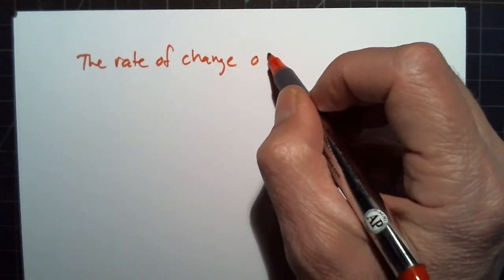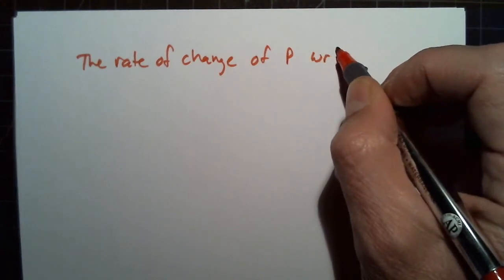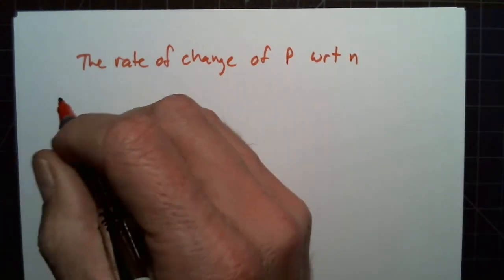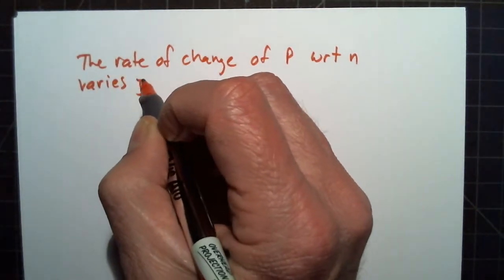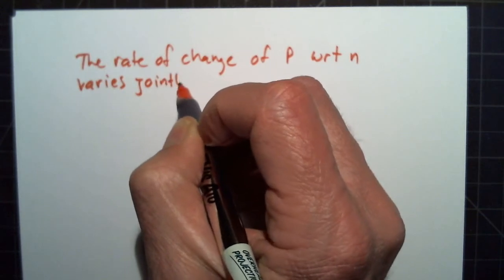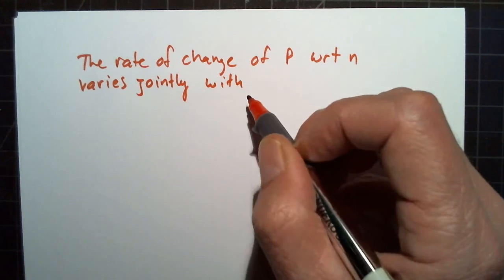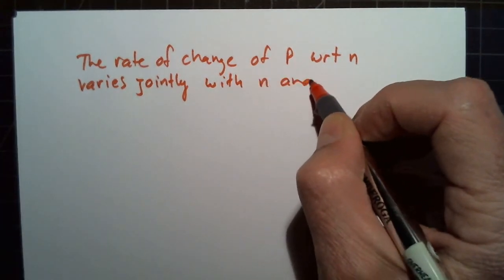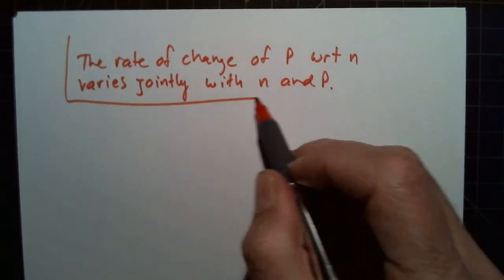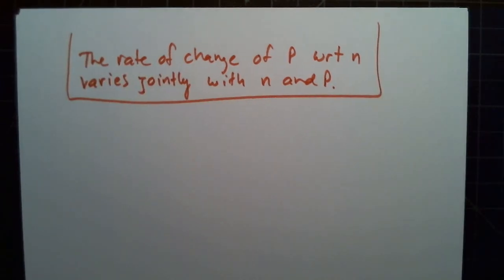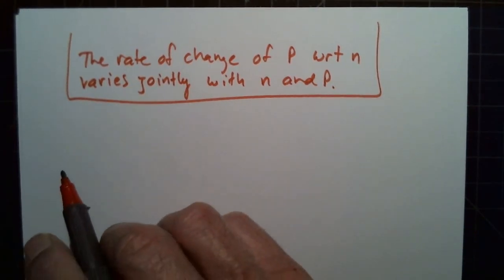The rate of change of p with respect to n varies jointly with n and p. Pause the video and try that one.